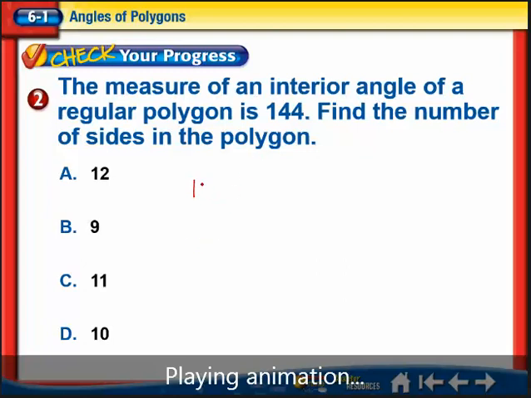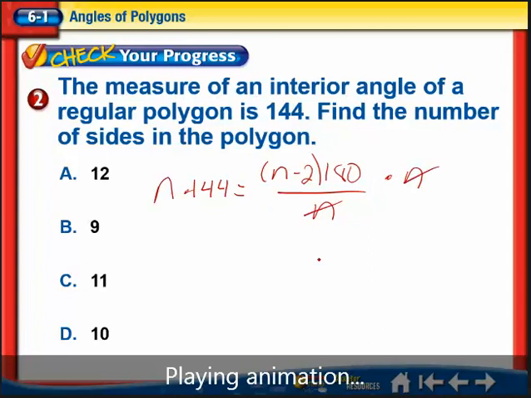So again, I know what one angle is. I don't know how many angles there are. But I know that if I take the sum and divide it by however many angles there are, I'm going to get that one angle. Okay, one angle is the sum divided by the number of angles. That's why we're setting it up this way. I'm going to multiply both sides by n to get that one off the bottom.